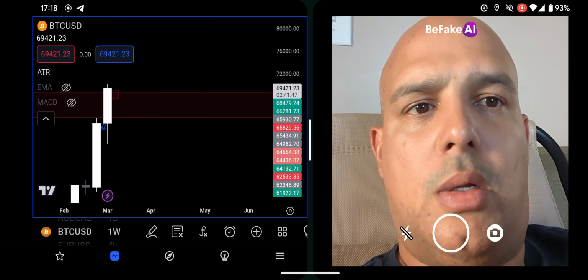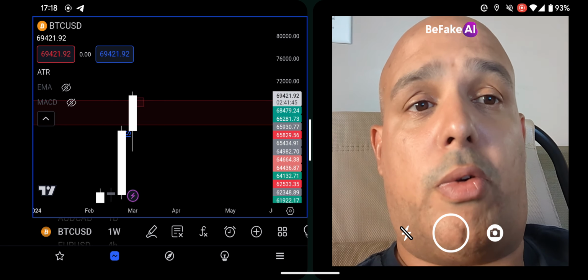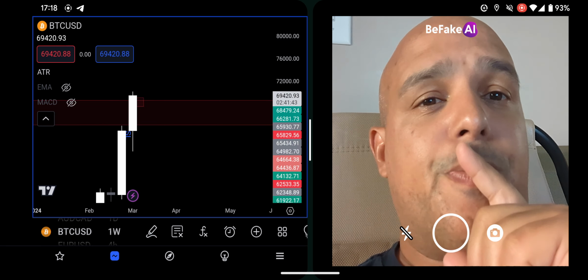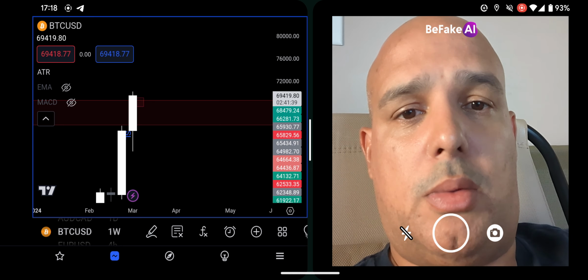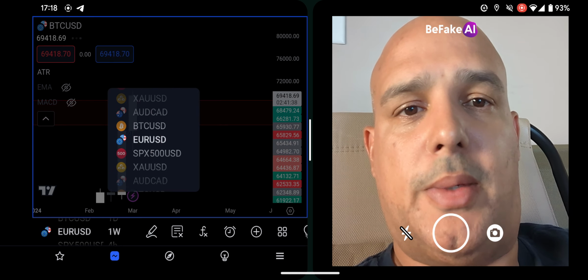looks like this candle actually doesn't close for another 2 hours and 41 minutes. So I'm going to wait. I'm going to wait until that actually closes. Let me move beyond that and go to Euro USD.